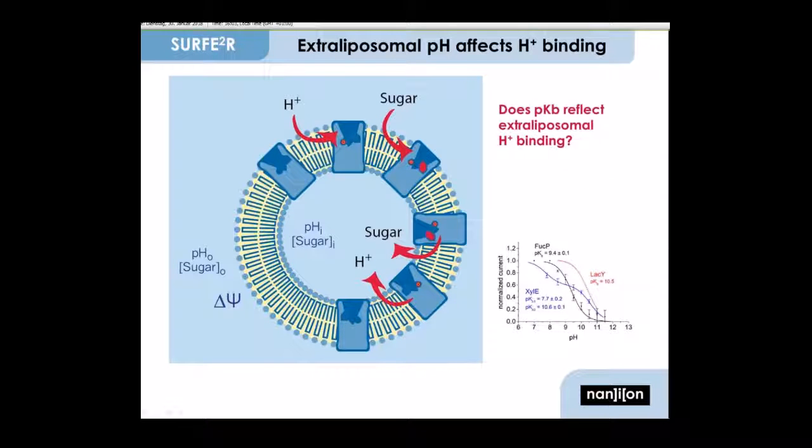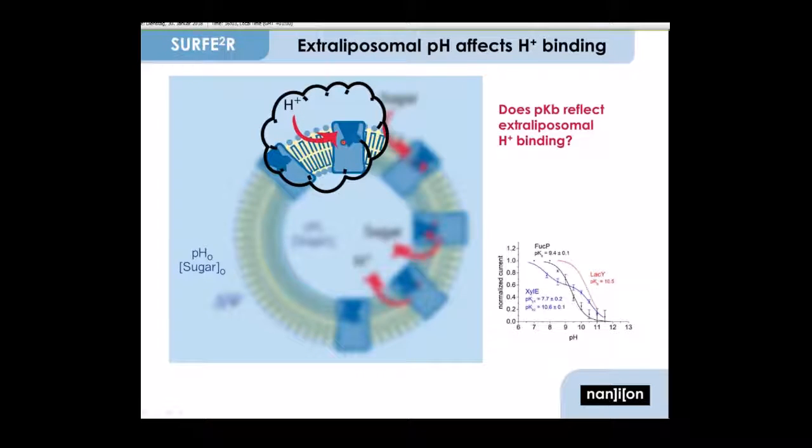Now let's see how the transport activity responds to a pH change close to the pKb. Here our assumption was proton depletion slows down proton binding to the outward-facing transporter conformation. This means only the outer pH should affect transport activity, which should be changed only milliseconds after the buffers of different pH have been exchanged.